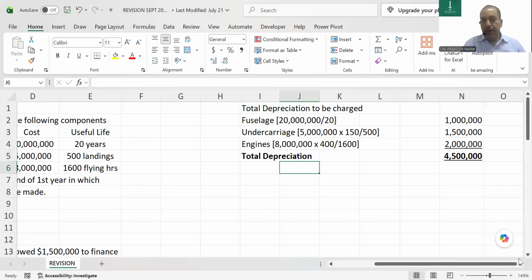Okay. So this is how we calculate the total depreciation to be charged, because each component of the asset, as we said, is different, having a different lifespan and a different method of measuring the lifespan. One is in years, one is in number of landings, one is on the basis of number of flying hours, right?